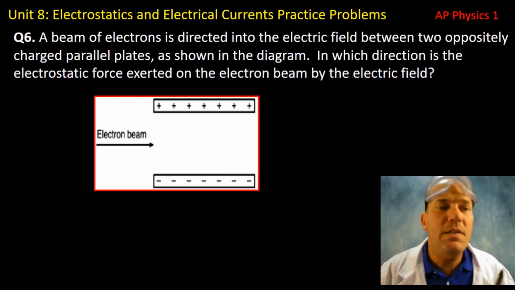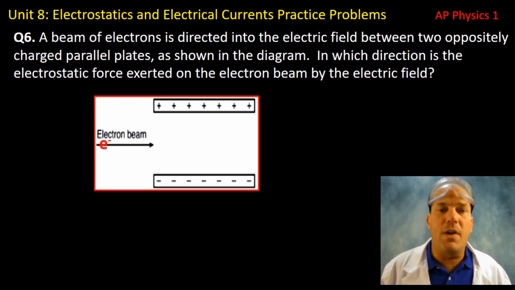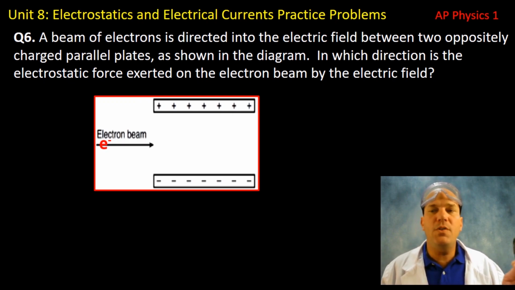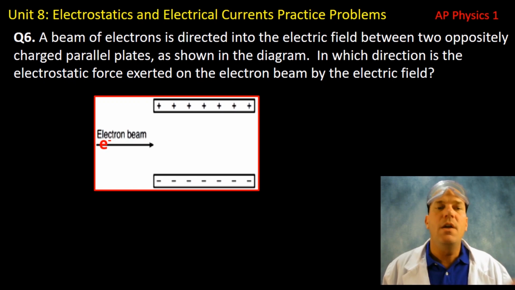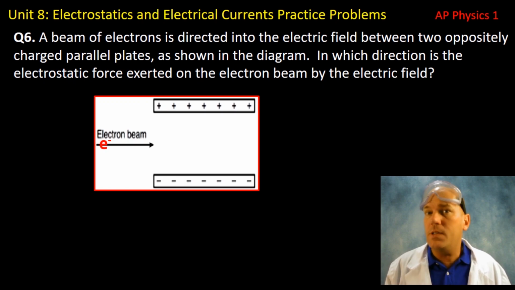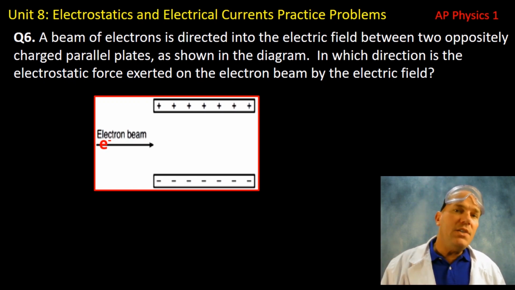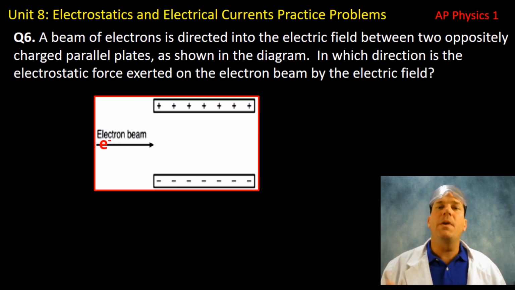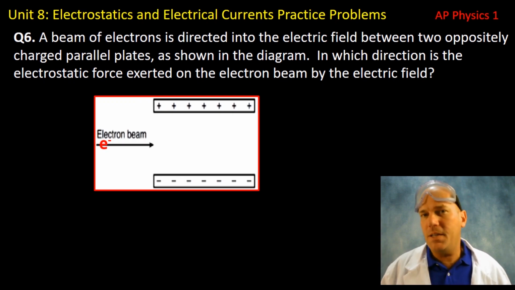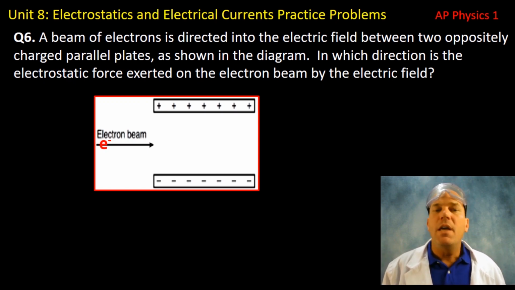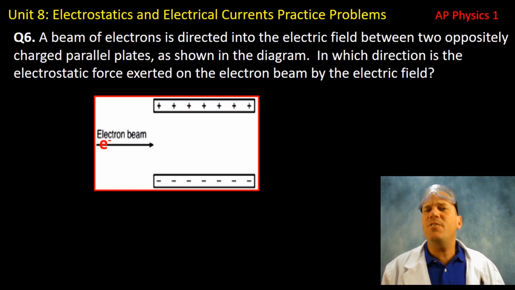In question 6, a beam of electrons is directed into an electric field between 2 oppositely charged parallel plates. So we know electrons to be negatively charged subatomic particles, each electron carrying the negative 1.6 times 10 to the negative 19th coulombs, which is the elementary charge. So we have our diagram. In which direction is the electrostatic force exerted on the beam?